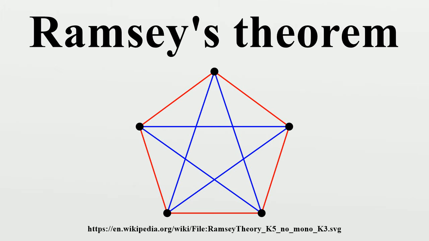Extensions of the theorem. The theorem can also be extended to hypergraphs. An M-hypergraph is a graph whose edges are sets of M vertices. In a normal graph, an edge is a set of two vertices.